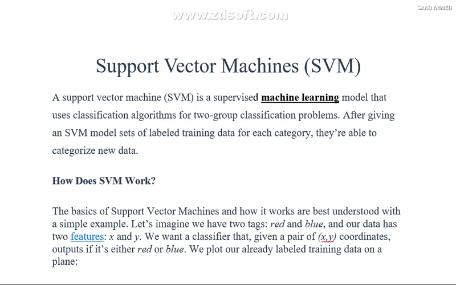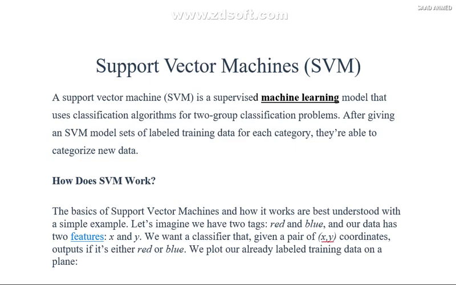So let's start. A support vector machine is a supervised machine learning model that uses a classification algorithm for two-group classification problems. After giving an SVM model a set of labeled training data for each category, the SVM is able to categorize new data. How does it work?